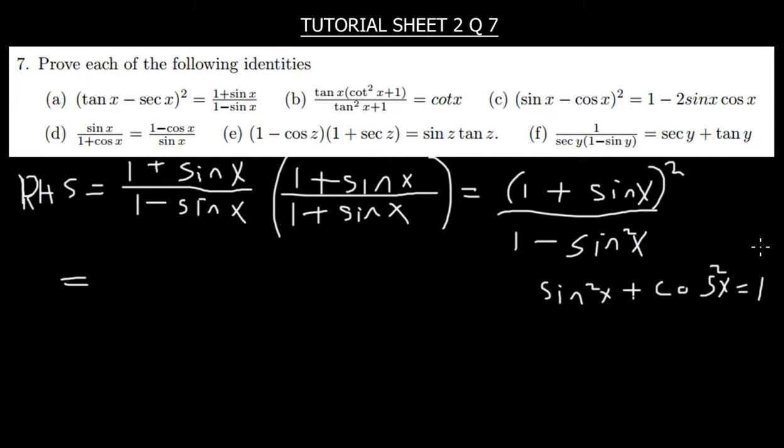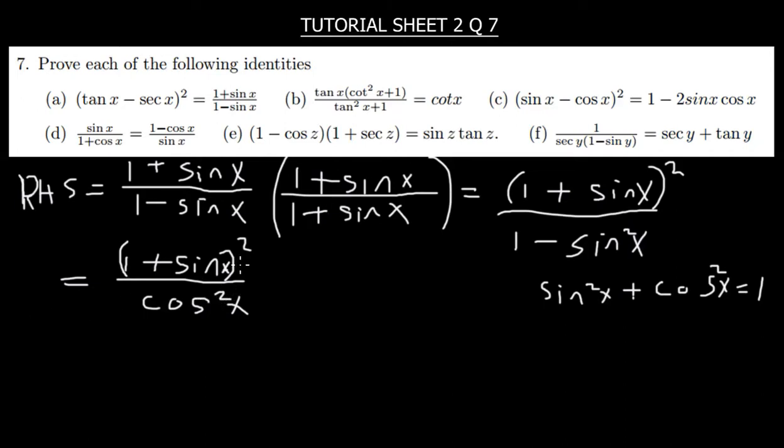So when you take this sine to that side, it will be 1 minus sine squared x, which is just the same as cos squared x. So where there is 1 minus sine squared x, I can also replace it with cos squared x. So on top there I have 1 plus sine x, and then squared like that, and then on the denominator there I replace with cos squared x like that.